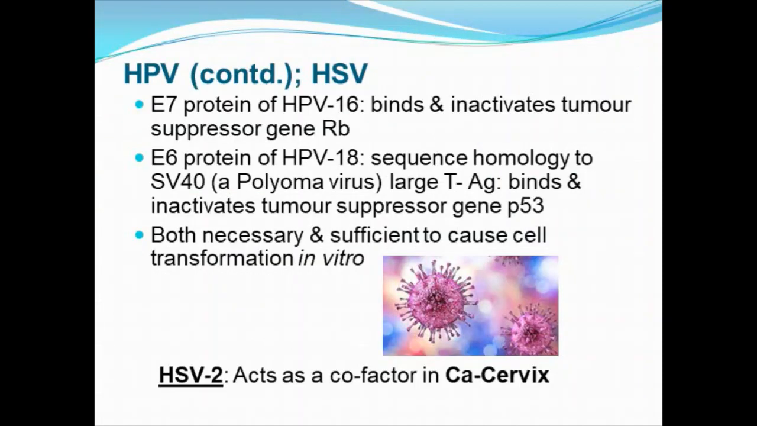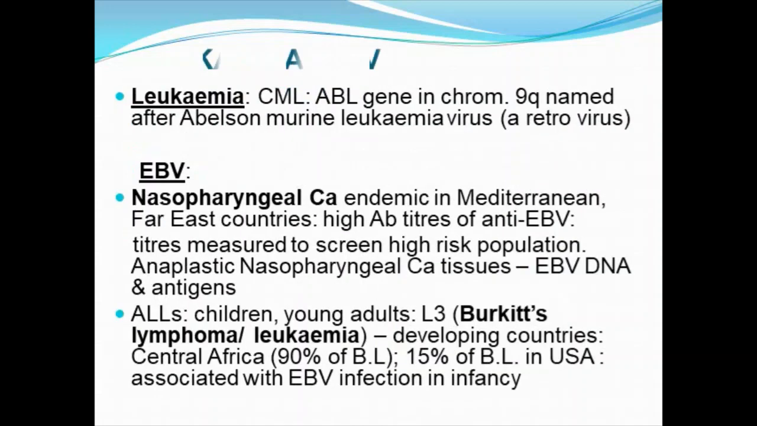Now E7 protein of HPV-16 binds and inactivates tumor suppressor gene RB. The E6 protein of HPV-18 has sequence homology to SV40, a polyoma virus, the large T antigen, and it binds and inactivates tumor suppressor gene P53. Both are necessary and sufficient to cause cell transformation in vitro. So it may also occur in vivo. And HSV2, which is herpes simplex virus 2, acts as a cofactor in CA cervix.